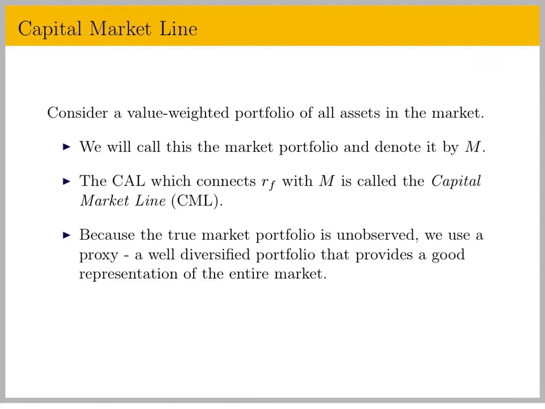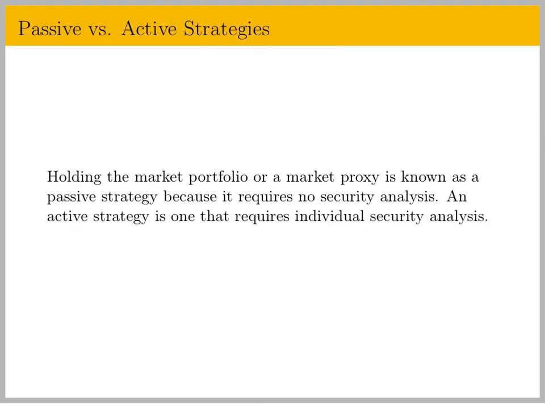As I said, we can't really observe the true market portfolio because for many assets we can't compute their value-weighted contribution to the portfolio. So what we usually do is use a proxy, which would be a well-diversified portfolio of many assets traded on the market. Typically, we use something like the S&P 500, which has 500 different assets and is pretty broad, as a market portfolio.